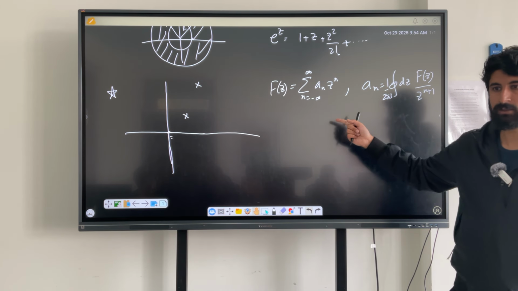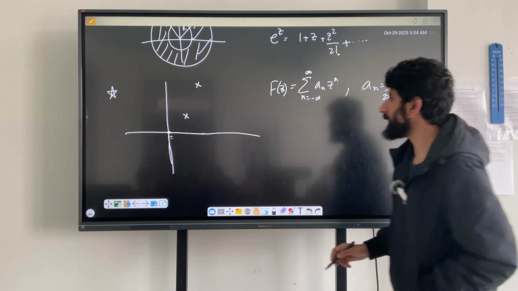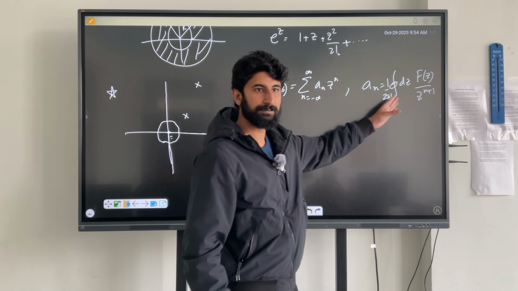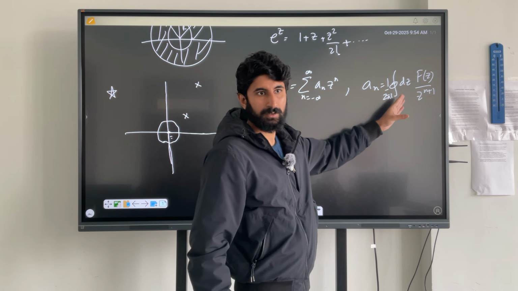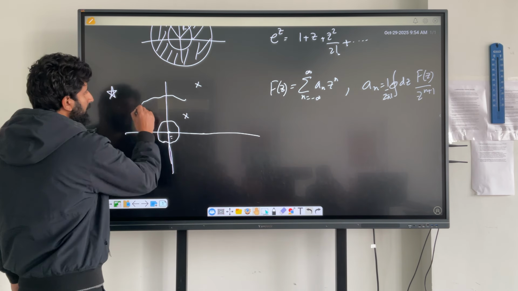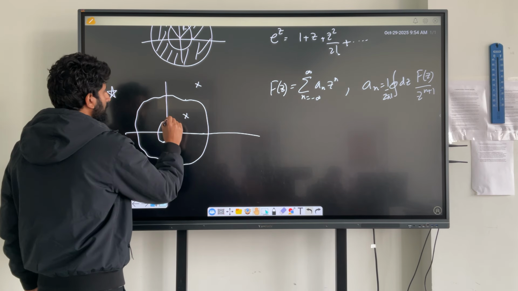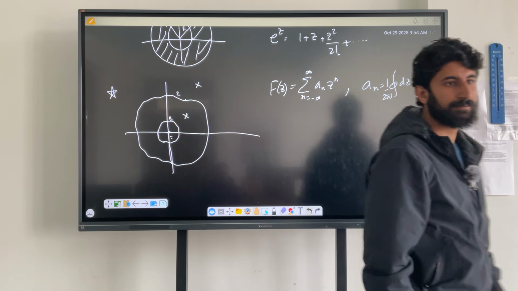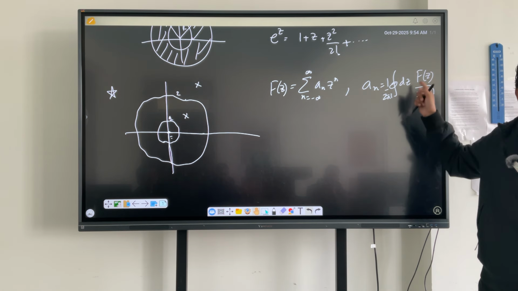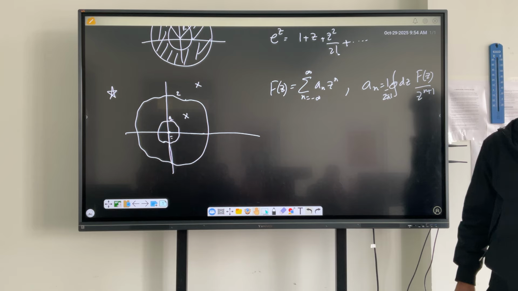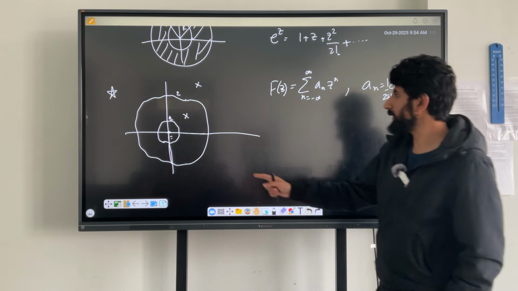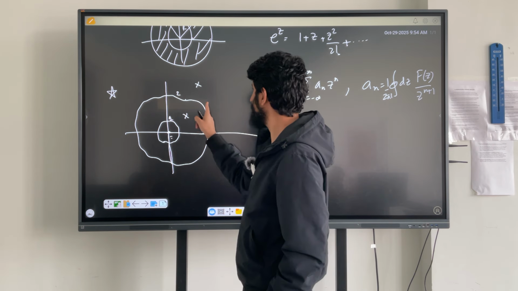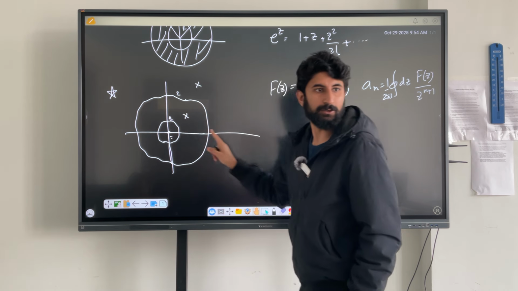Okay? Now let's look at this. If I take a loop here, then I'll get some a n. Now, but if I take a loop here, this is loop 1 and this is loop 2. Would the a n's be same? Remember, you are integrating a complex function, right? If I compute a n using this loop and I compute a n using this loop, would the two be same?